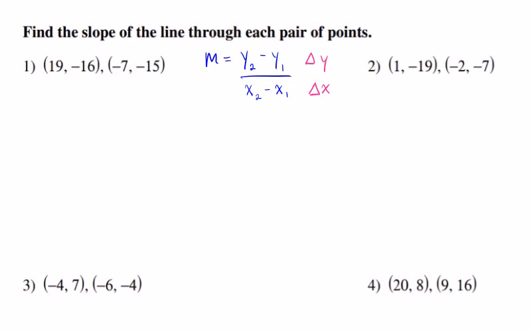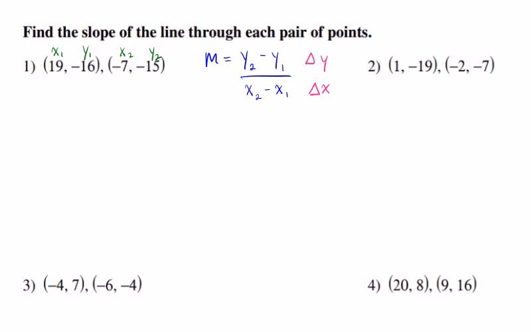So first of all, identify your x's and y's in terms of 1 and 2. I usually just call the first one x1, y1, okay? So make sure that your 1's are together, and then x2, y2, make sure your 2's are together. All right. Now, just for review, x comes first, y comes second always, right? And so x is always the coordinate on the left, y is always the coordinate on the right. Okay.